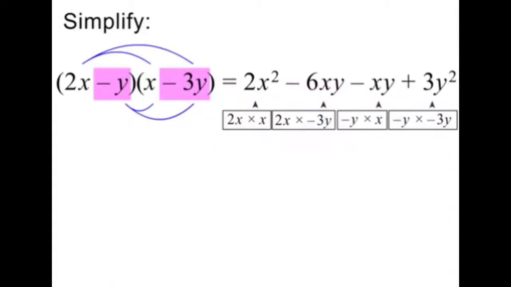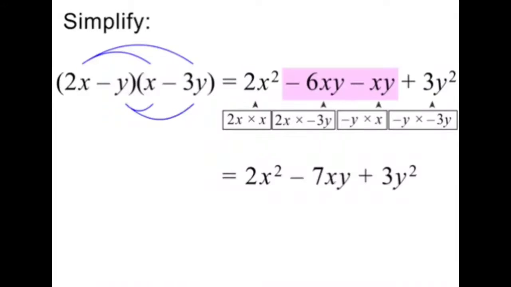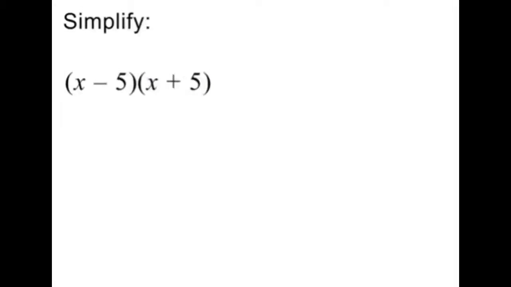Are we finished? No, we again have like terms. Minus 6xy minus xy equals minus 7xy. Please pause to check my working. In the next example, we have two identical brackets with opposite signs.